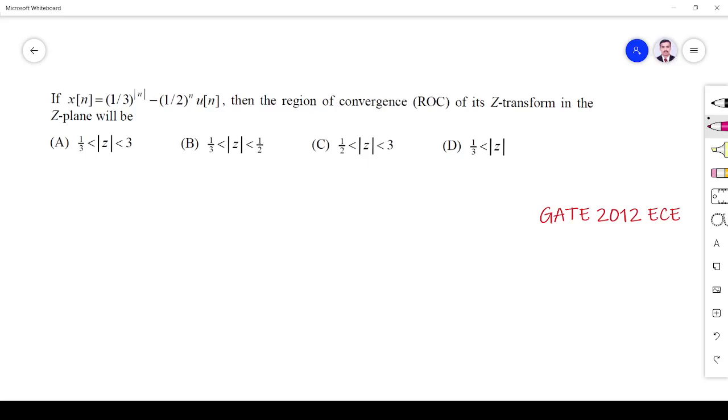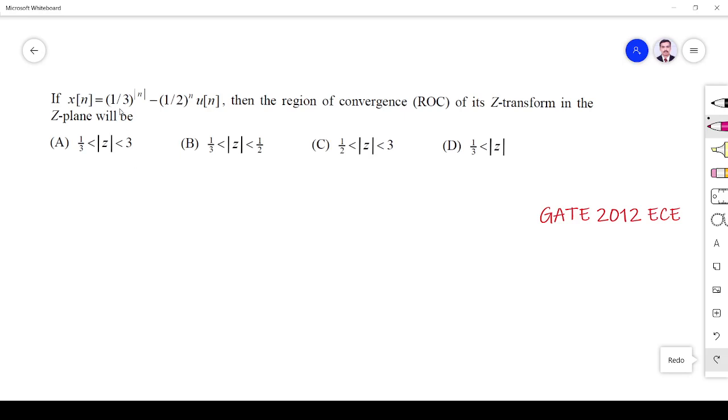Hi friends, in this video let us solve a Z transform related question asked in GATE 2020 C paper. The question is, if x of n is equal to (1/3)^|n| minus (1/2)^n u(n), then the ROC of its Z transform in the Z plane will be. So we have to find the ROC of this x of n.